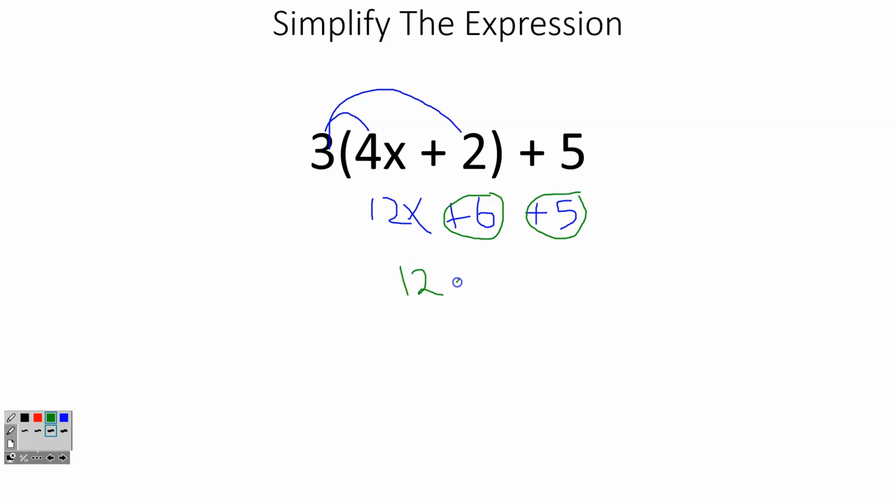So I'm going to bring down my 12x. A positive 6 and a positive 5 is going to give me positive 11. I cannot combine those two to make giraffalents, so this right here is my final answer. So when you're faced with a problem with distributing and combining like terms, distribute first, and only distribute to what's inside parentheses.